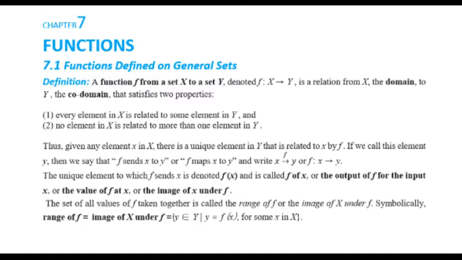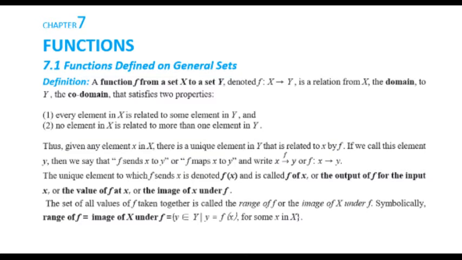Okay, so we say a function f from set x to set y is denoted like this: f colon x right arrow y, and f is a relation from x, which is called the domain of the function, to y, which is called the codomain of the function, that satisfies two different properties. The first one is that every element in x is related to some element in y, right? And the second one is that no element in x is related to more than one element in y.